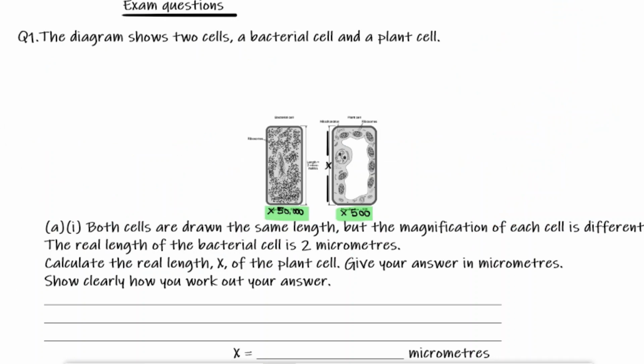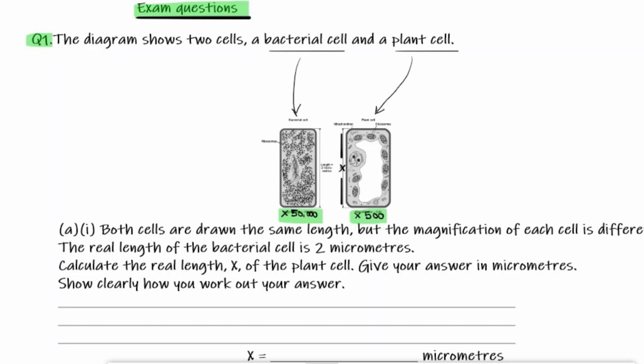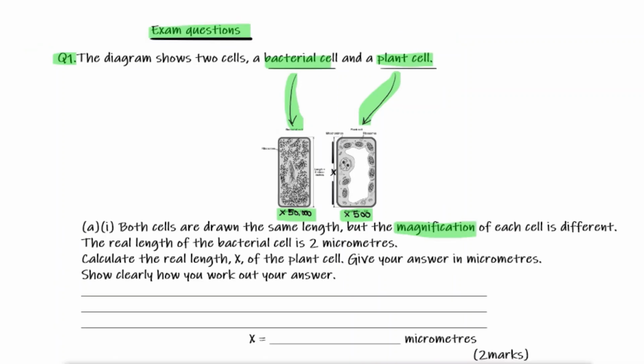This brings us to the last section, exam questions. The diagram shows two cells, a bacterial cell and a plant cell. Both cells are drawn the same length, but the magnification of each cell is different. You can see the magnifications at the bottom. For the bacterial cell, the magnification is 50,000, and for the plant cell, the magnification is 500, as shown here.